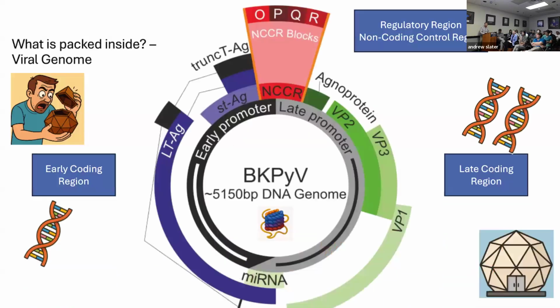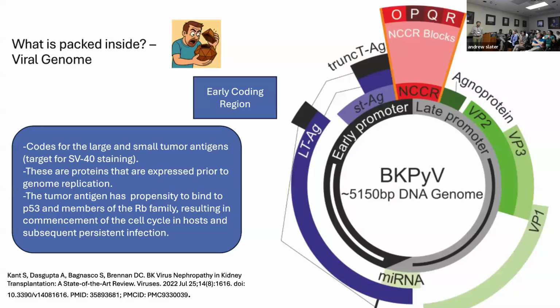All right, so what's packed inside? The genome, it's about 5100 base pairs. DNA genome, it's circular, it's packed around host histone proteins, and it mainly has 3 coding regions: the early coding region, the regulatory region, or the non-coding control region, and the late coding region. So the early coding region, this codes for the large and small tumor antigens. And that's interesting because that's actually what the SV40 stain targets when we do the pathology.